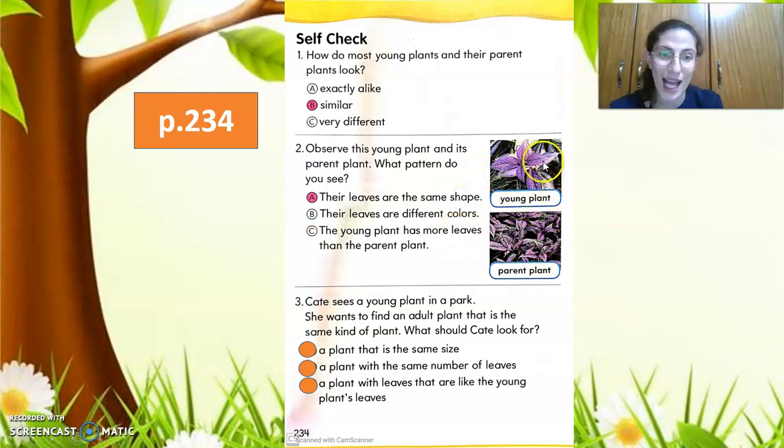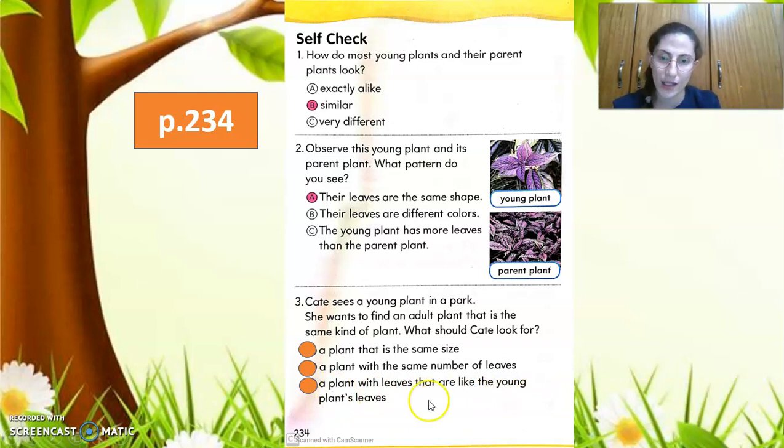And we said that as the young plant grows, it will grow more leaves to look more like its parent plant. Number 3. Kate sees a young plant in a park. She wants to find an adult plant that is the same kind of plant. What should Kate look for? A, a plant that is the same size. B, a plant with the same number of leaves. C, a plant with leaves that are like the young plant's leaves.